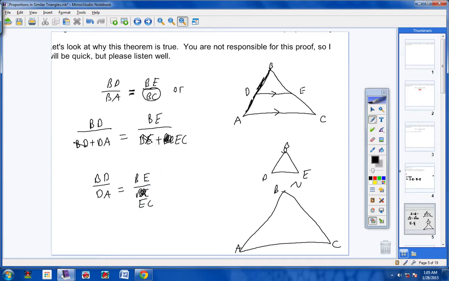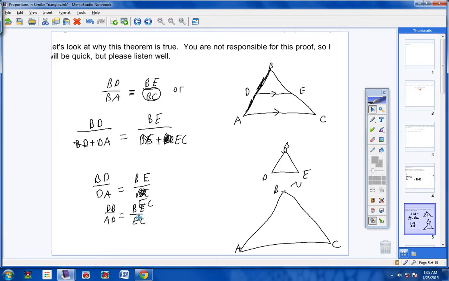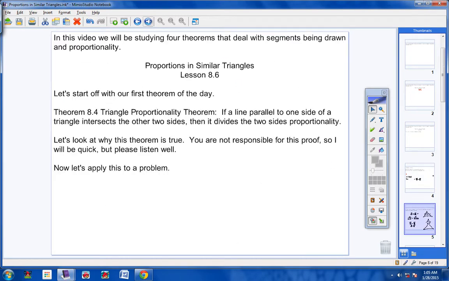So there we go. If you'll look, let me grab this and pull this over. This right here totally matches this proportion here. BD, BD, DA, AD, BE, BE, EC, EC. So we're good. We've done it. I mean, I know it wasn't pretty, and I don't expect you to get up in front of the class and teach that, but that is a good, solid explanation of where that theorem came from. Okay? Alright, now let's continue on.